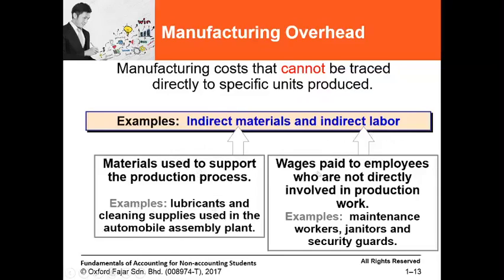And then indirect labor is wages paid to the employees who are not directly involved in production work, such as the maintenance workers, janitors of the factory, and security guards of the factory. So it is considered indirect labor, because they are still involved in the production work, but they do not actually touch and build the product on their own with their own hands.